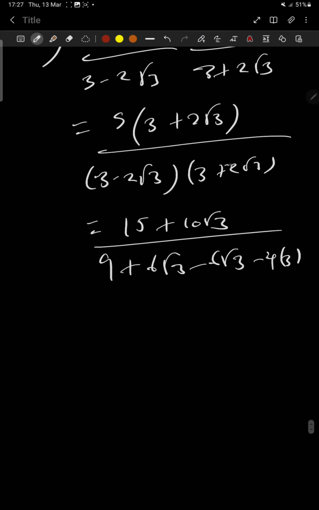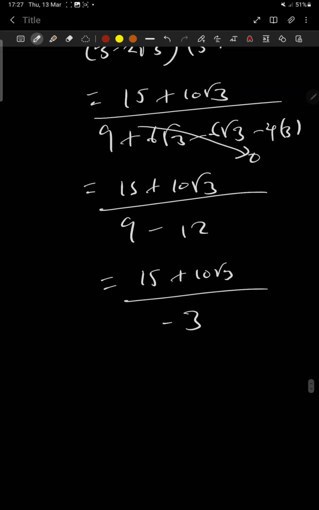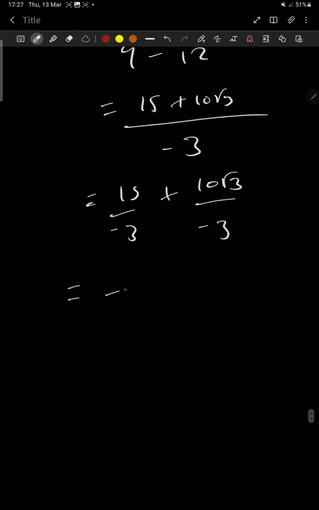When you multiply this and this, 2 times 2 will be 4, then the square roots will cancel. So this will be 15 plus 10 square root of 3 over 9 minus 12. Because this will be 0, isn't it? So this will be 15 plus 10 square root of 3 over negative 3. So this will be 15 over negative 3 plus 10 square root of 3 over negative 3. And the answer will be negative 5 minus 10 over 3 square root of 3.